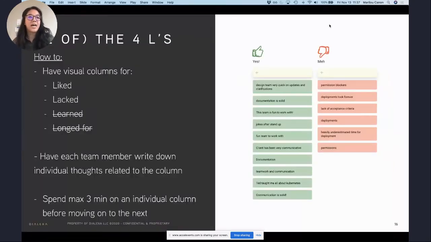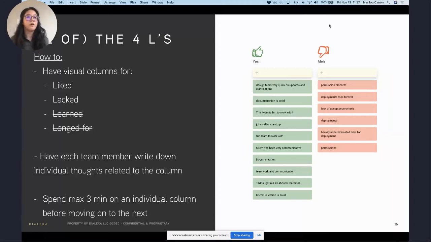So an example that I've done, a very common example, is the 4 L's retrospective. And the 4 L's is, what did the team like about this past sprint? What did they lack or not like? What did they learn? And what did they long for? So I'm pitching the idea of just doing 2 of the 4, so only focusing on what the team liked and lacked, because the learned and longed for organically has come up in discussions.